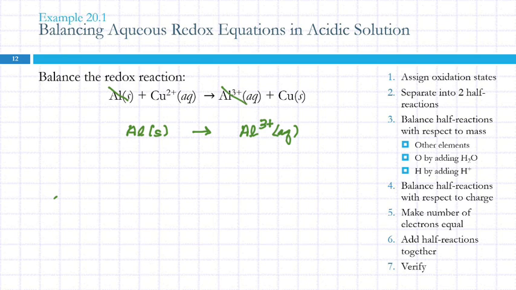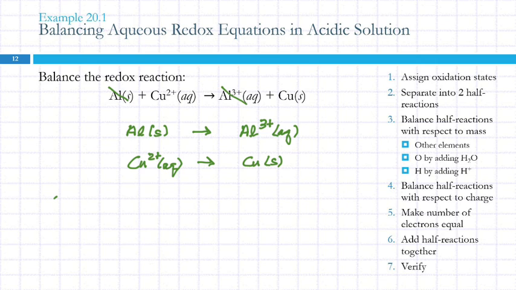So we've got that guy and that guy used. And what do we have left? We have copper. We have copper ion and copper, the element. Two half reactions. Okay? We'll balance with respect to mass. Other elements, then oxygen, then hydrogen. These guys are already balanced for mass. We have one aluminum on each side, one copper on each side, nothing to do.